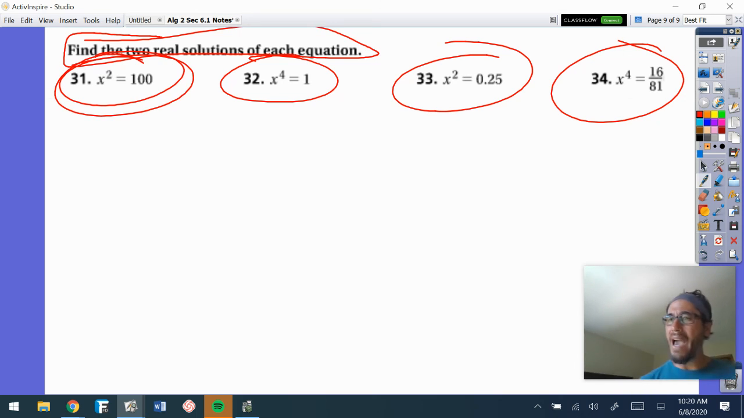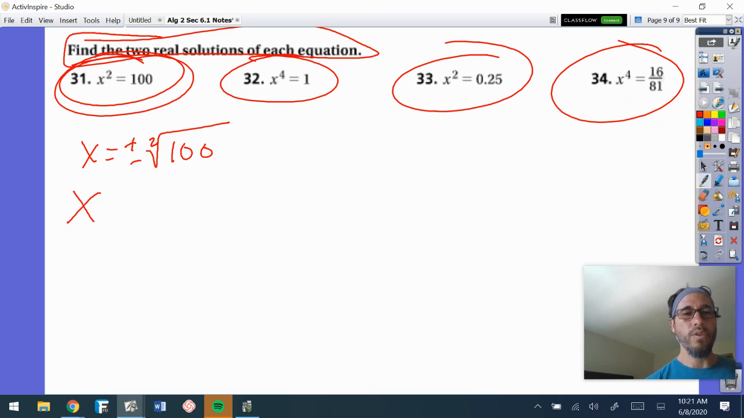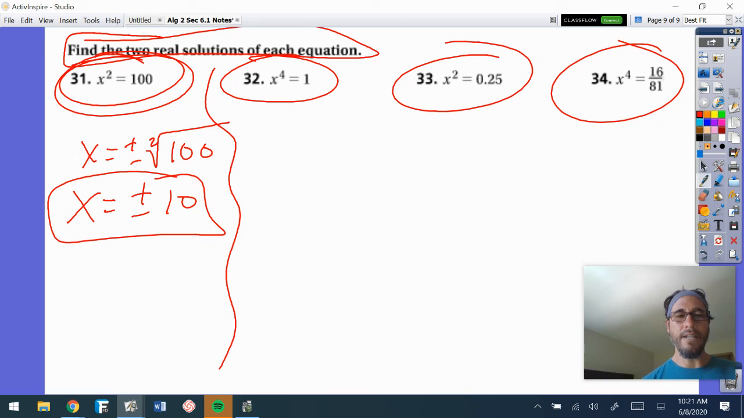Now we're going to kind of go backwards from the way we started. The way I would solve that is, that's a 2, so you square root both sides. And what do we do when we square root both sides? Well, we have to remember if it's an even root, you got to put a plus or minus. What's the square root of 100? It is 10. Boom, that one's done.